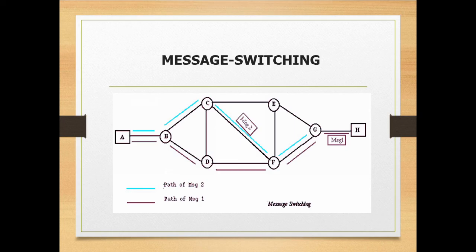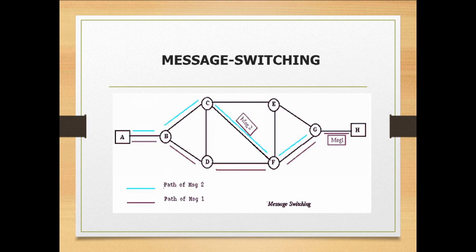So when A is sending a message to H, the whole message will first be forwarded to B, then B will forward the whole message to C, then C will send the message to F, then to G, then to H. So in the path, if we find any traffic between C and F, the node C will store the message in its buffer for some time until the path is free. Once it finds the path is free, it will send the message to F.